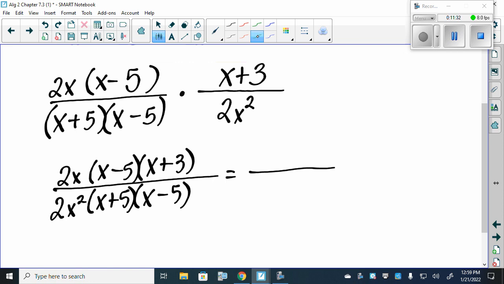And at this point here, we can cancel out what's in common. Because the 2x on top would cancel out, because the 2 and 2 would cancel out completely. But how many x's do we have on top? How many do we have on bottom? So it'll only cancel out one of the x's on bottom.